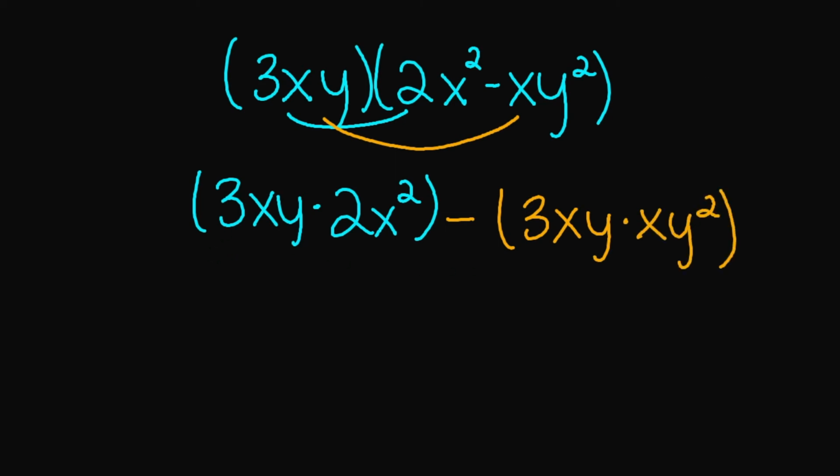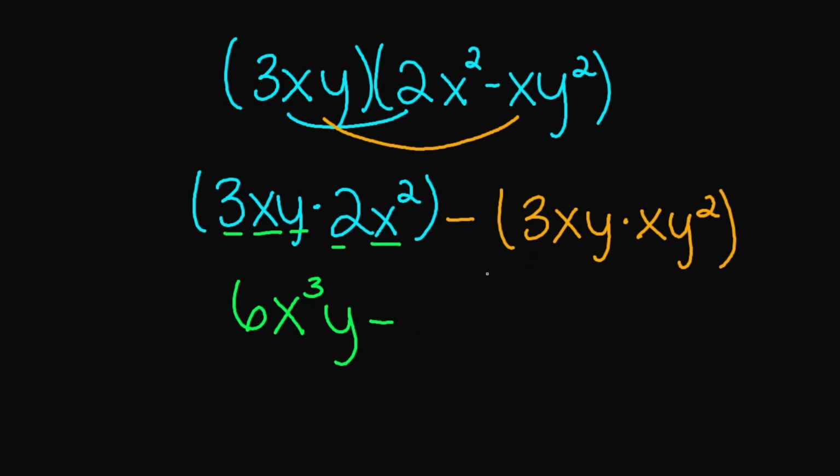So we have 3xy times 2x squared. This is going to equal 6. So we have 3 times 2, which is 6. We have x times x squared. This is going to give us x cubed. And then we just have y by itself. So this is going to equal 6x cubed y.